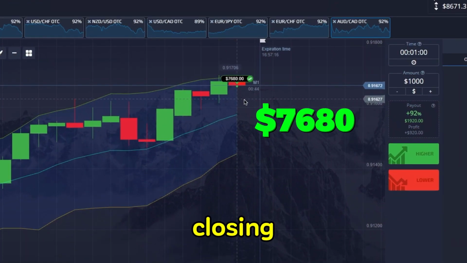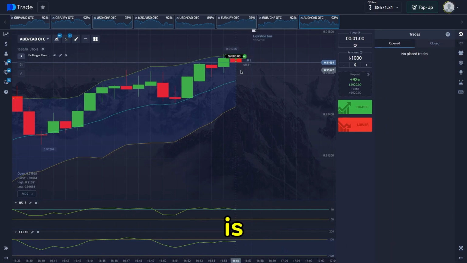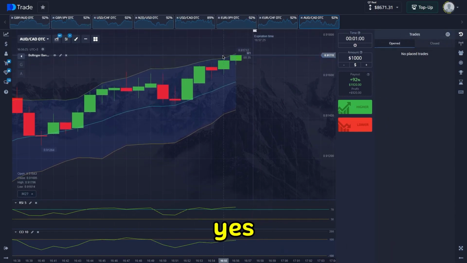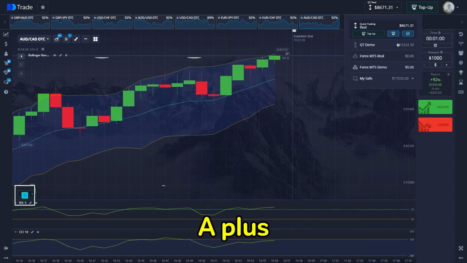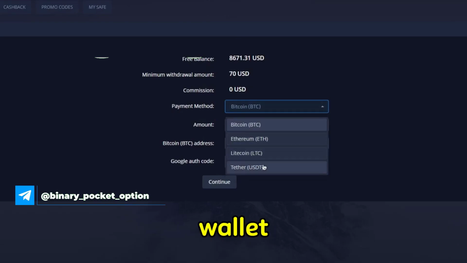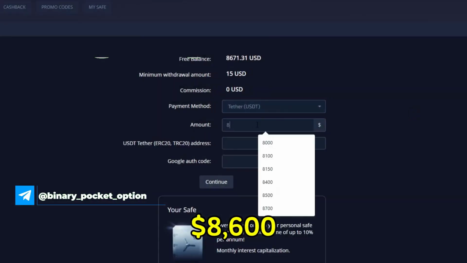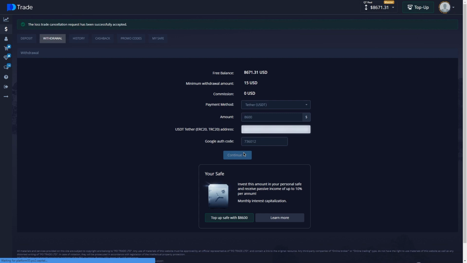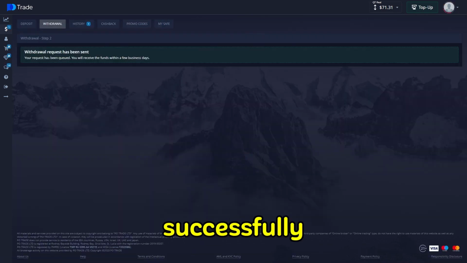And our trades are closing at a plus. The rollback is still small. We opened on time at the peak of the shadow. Yes, the transactions were completed at a plus. Let's make a withdrawal, fix our trade, choose a wallet. The amount will be $8,600. The operation is being successfully performed.